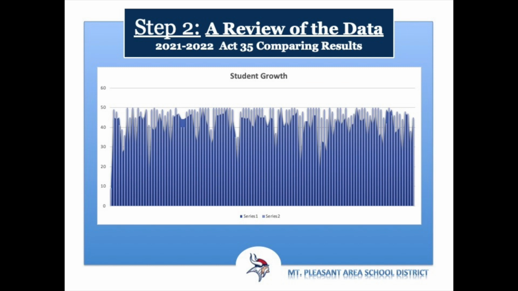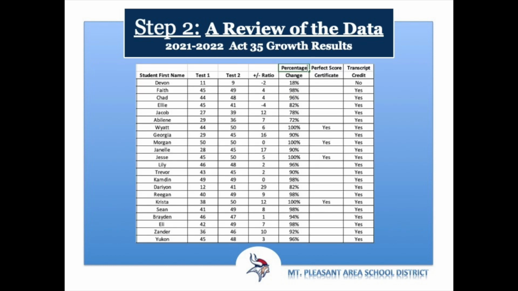This overlay of student growth, in which blue represents the pre-assessment and the gray the final assessment, can give us a quick snapshot of how students are doing. This partial graph shows test scores in which growth and decline are easily accessible. Those who scored perfect are also noted. If you do score perfect, you earn a certificate of that accomplishment.